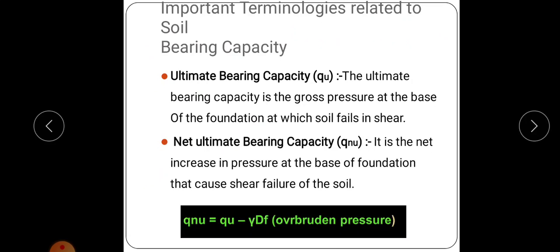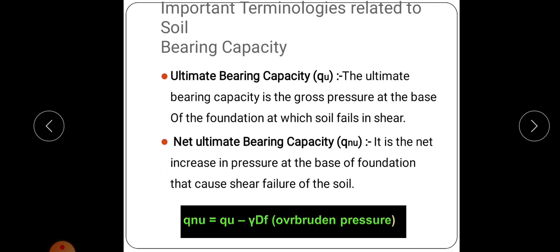So before going to the foundation design, we have to familiarize some terms related to bearing capacity. There are some definitions. You have to learn all these definitions by heart. You should be thorough about these definitions and the relationship between all these parameters before going to our design portion.